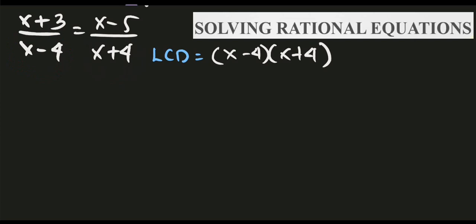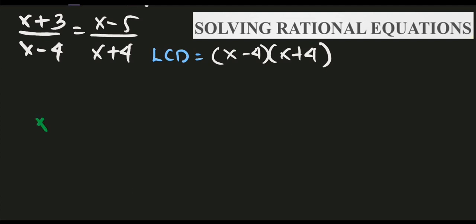So if we have this set of expressions wherein we're not allowed to produce another function or another expression, just use the product of those denominators. Okay, so that's the reason why we have x minus 4 times x plus 4 as our LCD. So let's try to multiply our LCD to our expression.